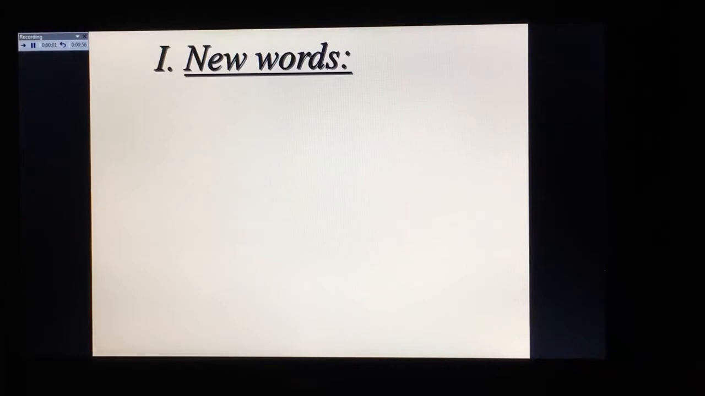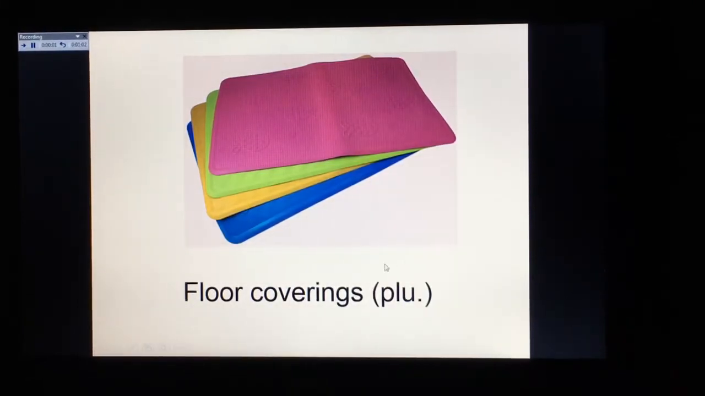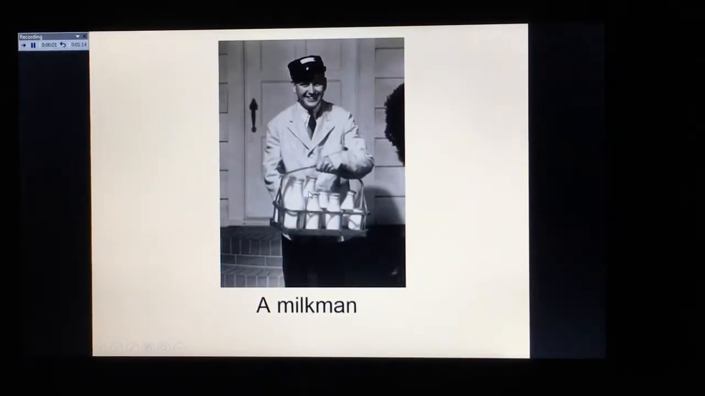Before we study the new lesson, I want you to learn some new words. Now look at the picture. They are floor coverings. Coverings. Now listen and repeat. Floor coverings. Floor coverings. And who is he? Yes, he is a mailman. Mailman.